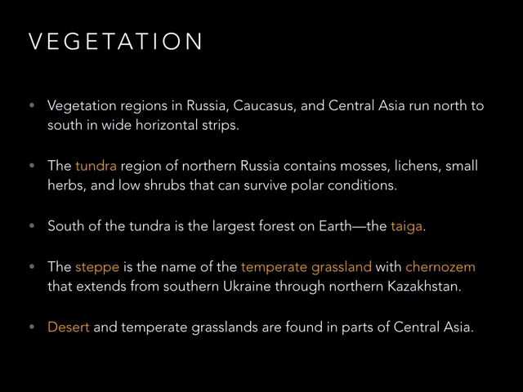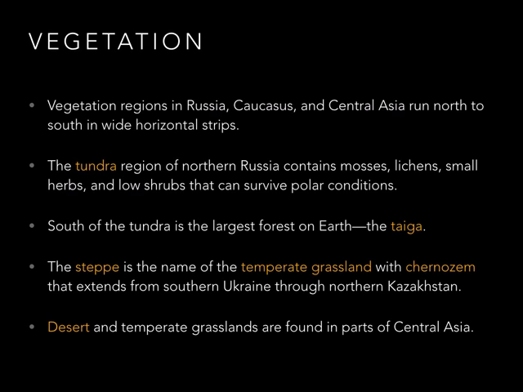Vegetation zones. Vegetation regions in Russia, Caucasus, and Central Asia run north to south in wide horizontal strips. In the far north is the tundra region. This area contains mosses, lichens, small herbs, and low shrubs. These kinds of plants can survive the polar conditions.